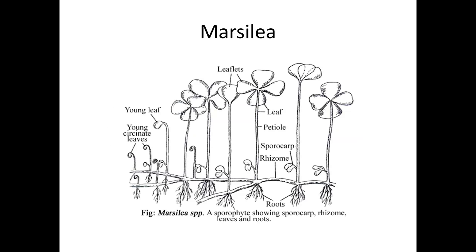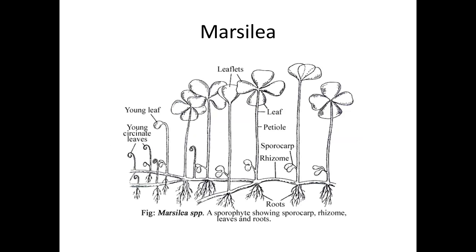Now see within this Marsilea diagram. The Marsilea sporophytic plant is differentiated into an underground structure known as the rhizome. The rhizome bears nodes and internodes. The lower nodal portion gives rise to adventitious roots, while the upper nodal portion gives rise to the petiole and the leaf. Some species are terrestrial, while other species are amphibious in habitat.